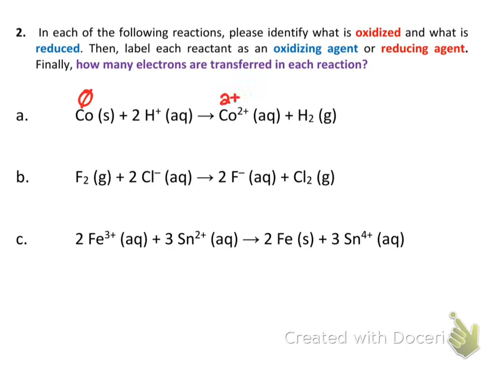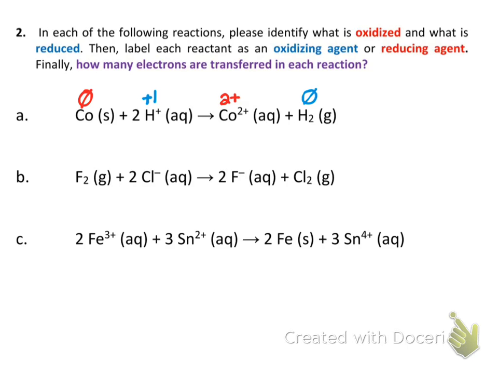Now let's look at the hydrogen. Kind of a similar deal here. The hydrogen has a positive 1 charge, so that means its oxidation state is positive 1. And then over here, we have elemental hydrogen, H2. Anytime you only have one element and it's in a molecule that's neutrally charged, it's just going to have an oxidation state of 0.